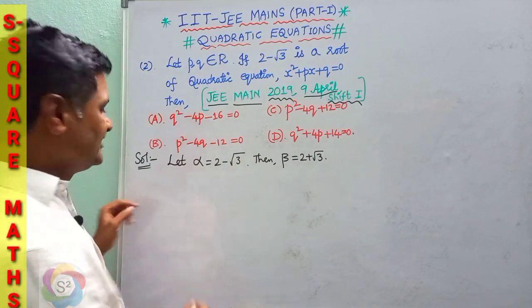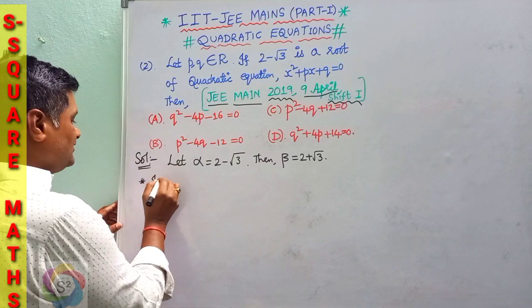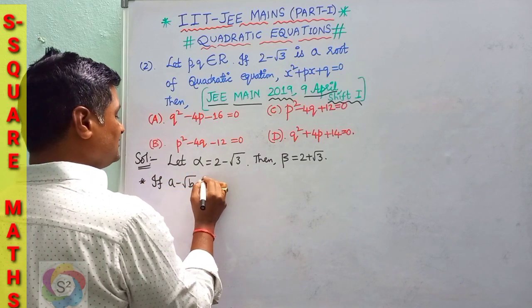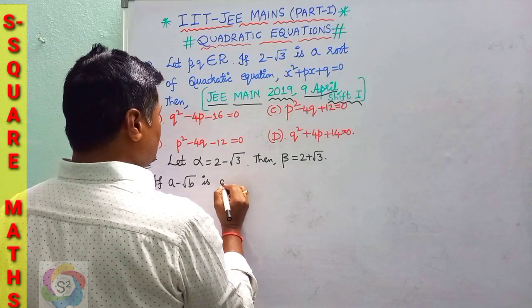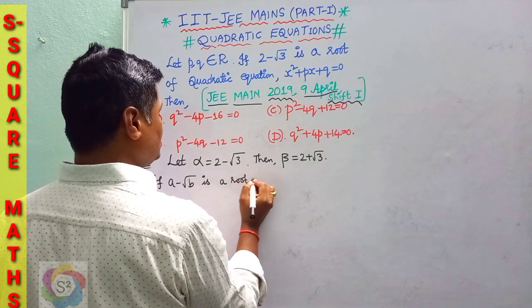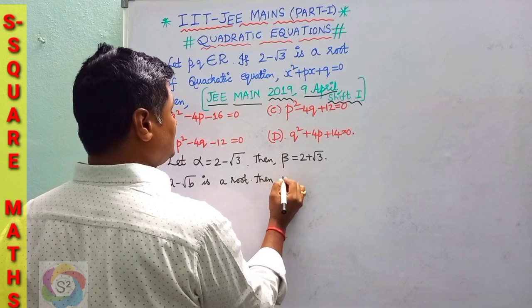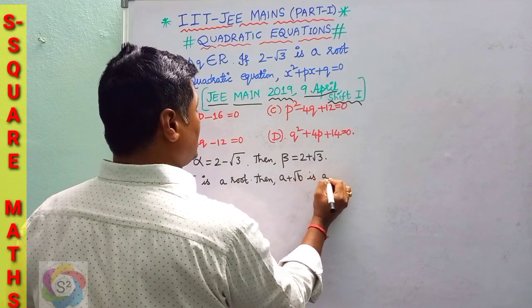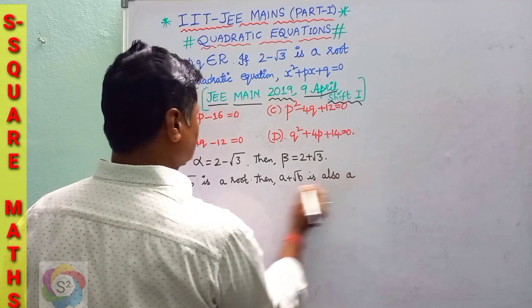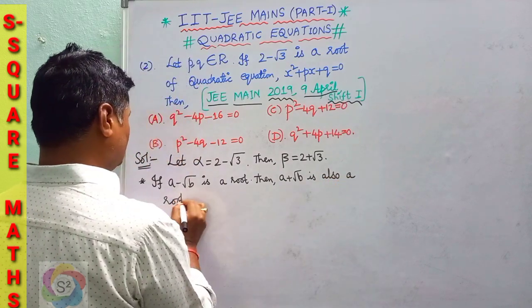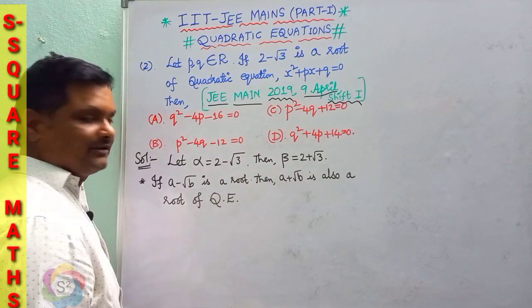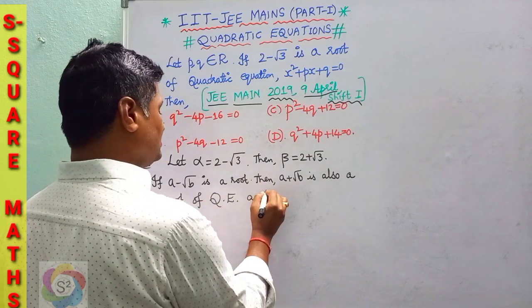So we have the fact that if a minus root b is a root of a quadratic equation, then a plus root b is also a root, and vice versa.